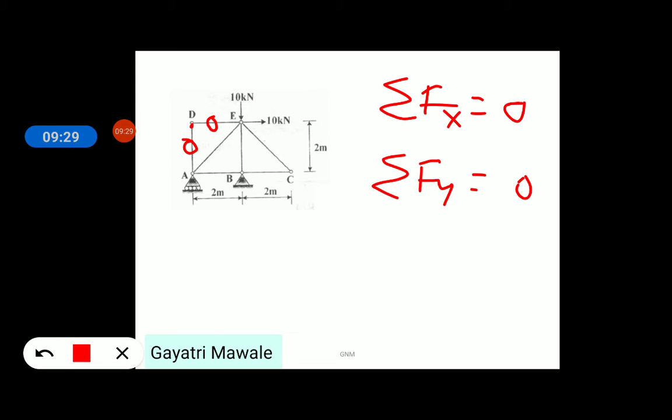To balance force in DE member, there is no other horizontal force at point D. So if you use summation Fx equals to 0 for joint D, we come to know that force in DE member is 0. If you use summation Fy equals to 0 for joint D again, then we come to know that force in DA member is also 0.